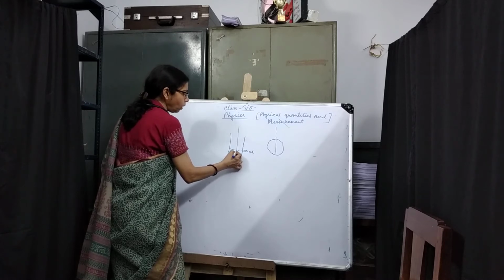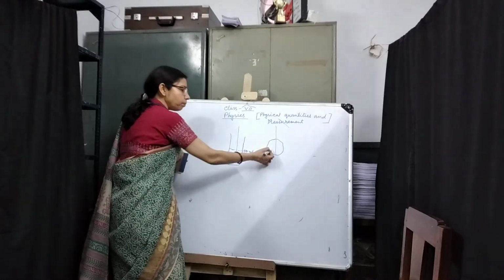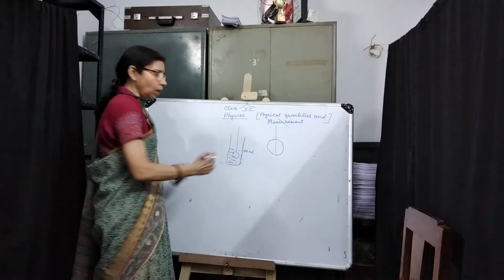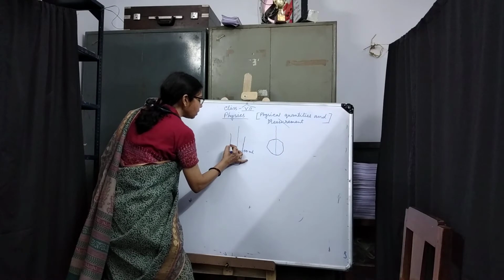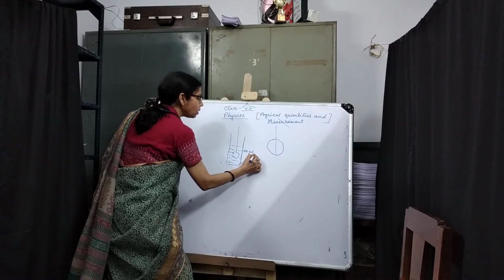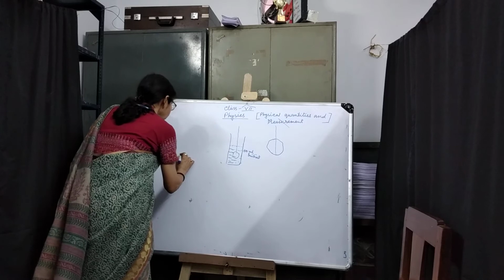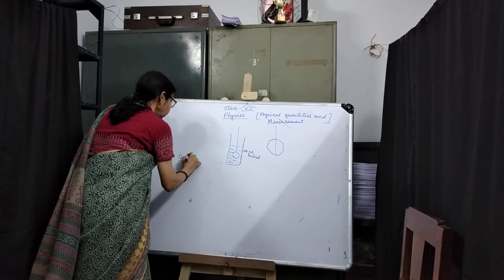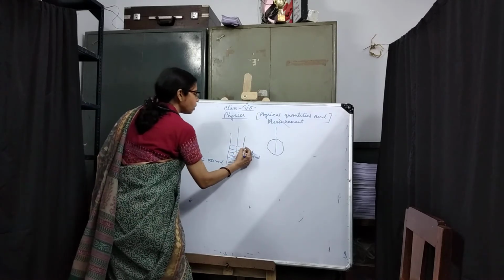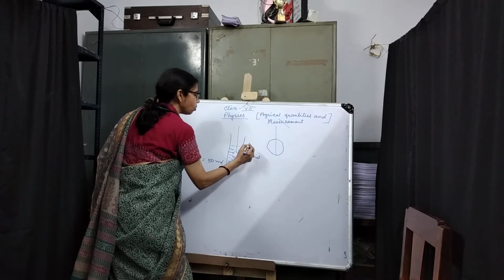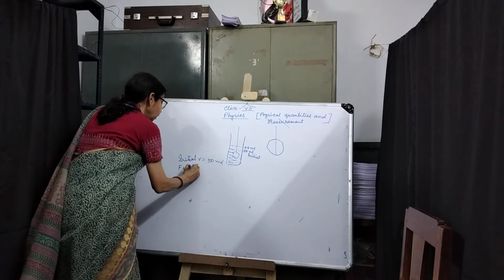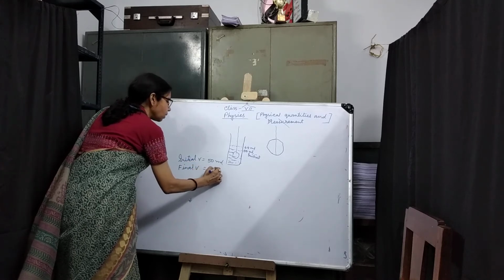When we completely immerse this object in the measuring cylinder below the water level, obviously the water level will rise. So we get the initial volume, suppose 50 ml. After dipping, we get, suppose, 64 ml. This is the final volume.